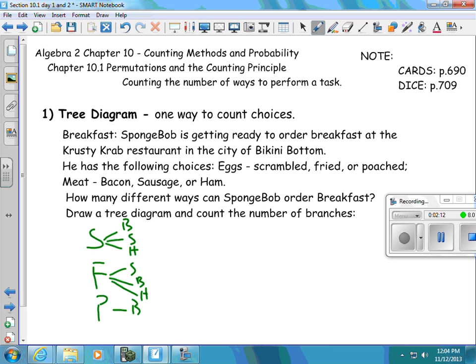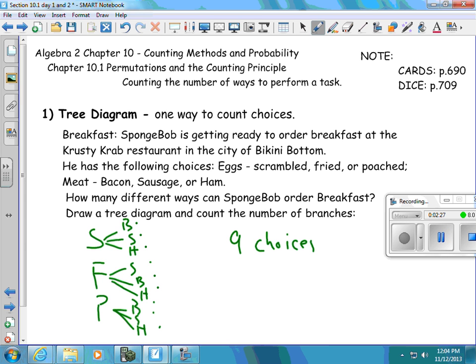And bacon, sausage, ham. He has no other choices to make, so what we look at here is 1, 2, 3, 4, 5, 6, 7, 8, 9. So SpongeBob has 9 breakfast choices.